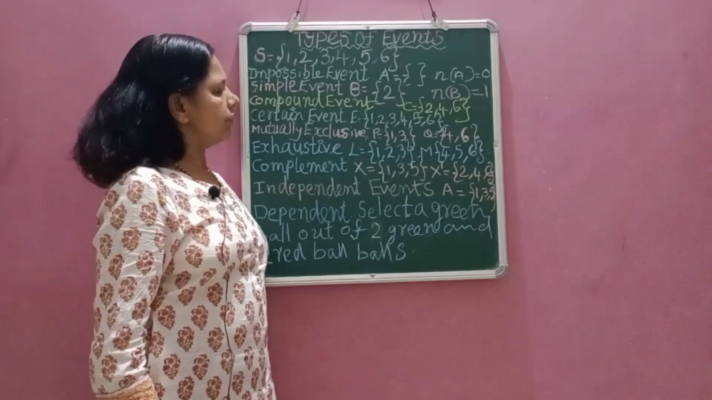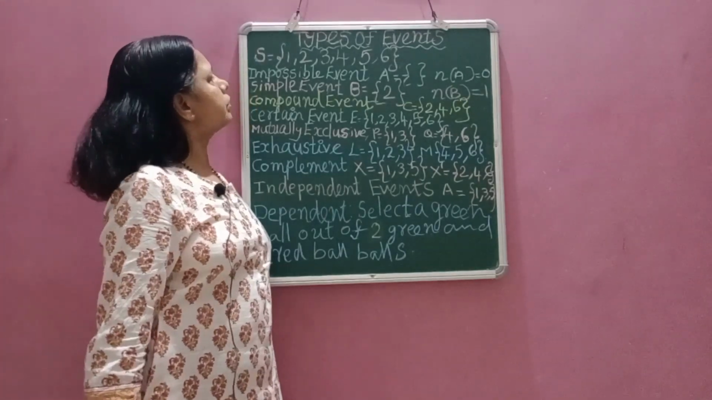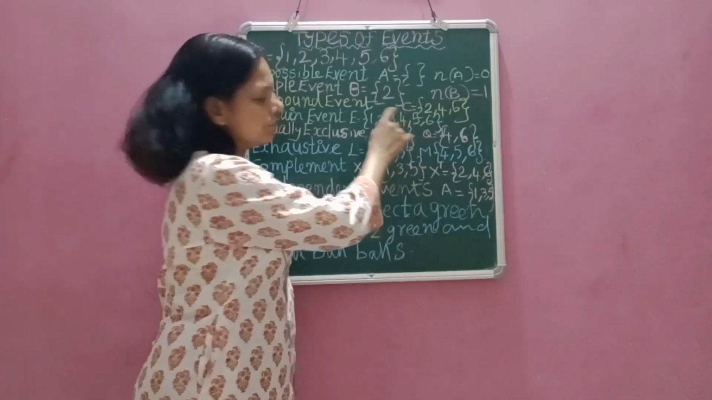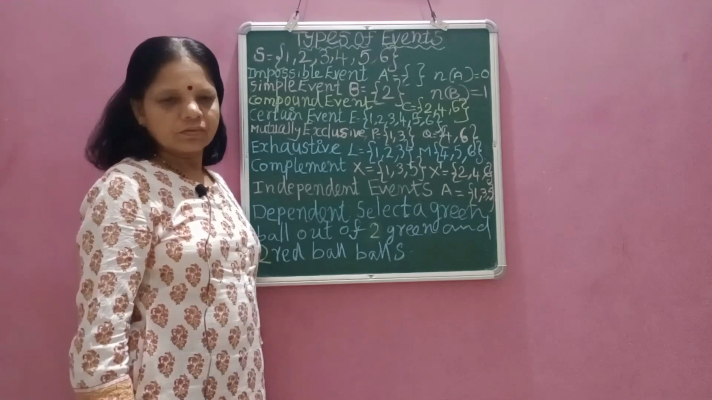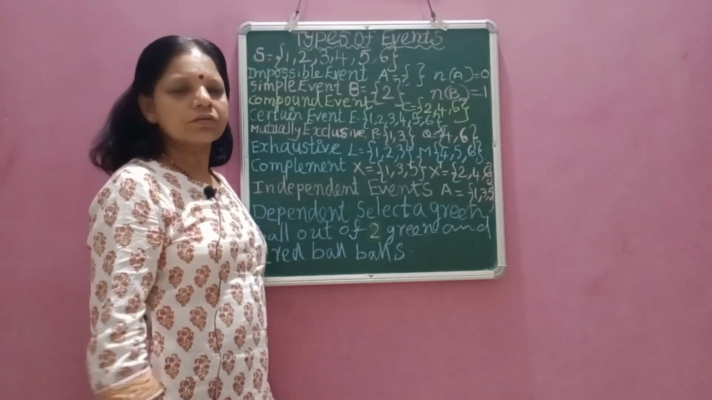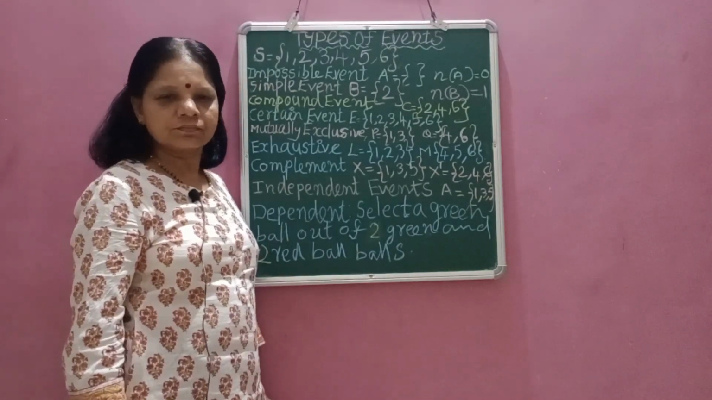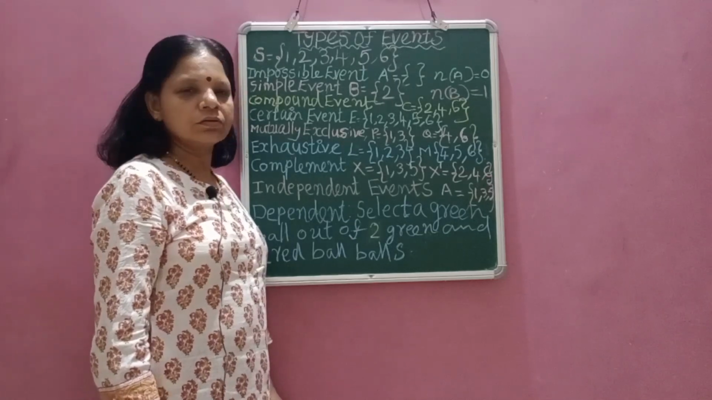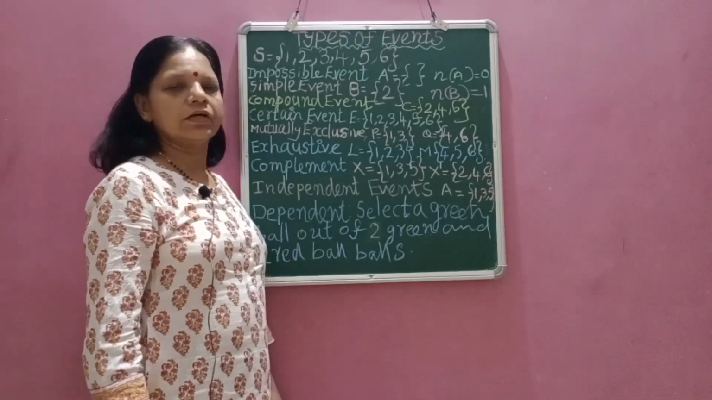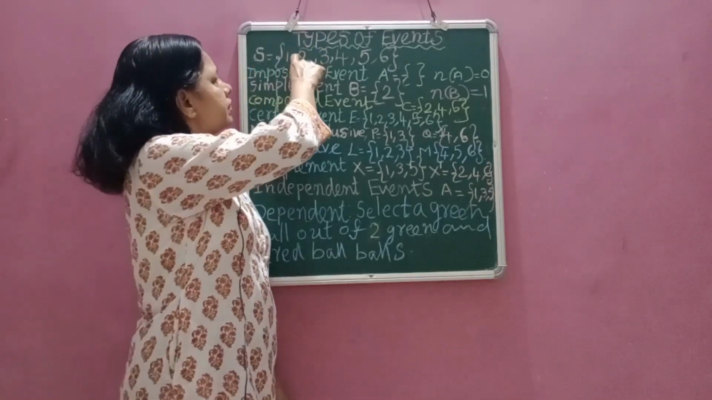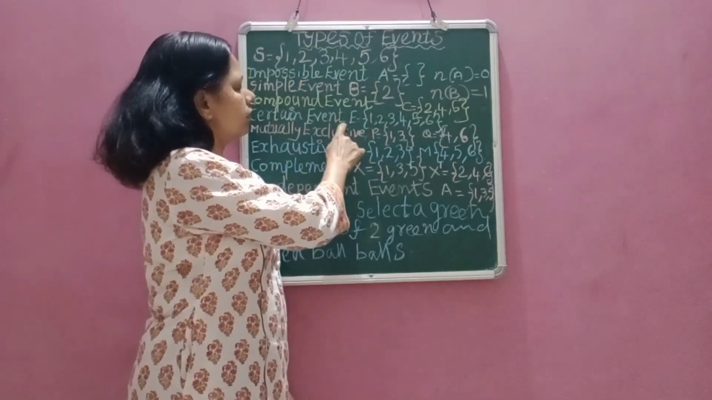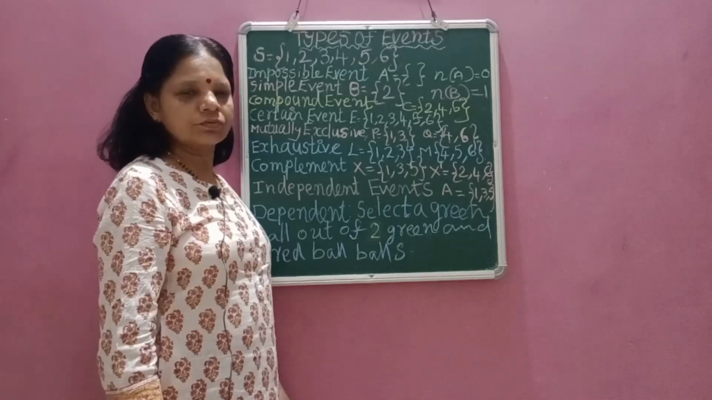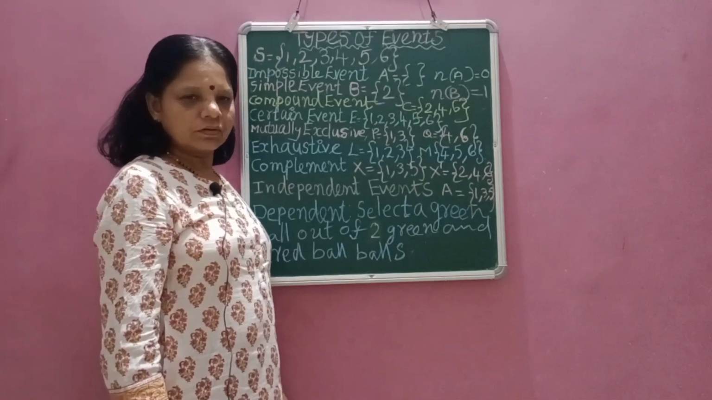Another one, certain event. Certain event with respect to the sample space S is equal to 1, 2, 3, 4, 5, 6. So what will be certain event? It contains all the sample points of the sample space, or sample space is equal to the event. Then that is called certain event. So with respect to the sample space, the certain event E has 6 sample points, because n of S is also equal to 6. Understood?